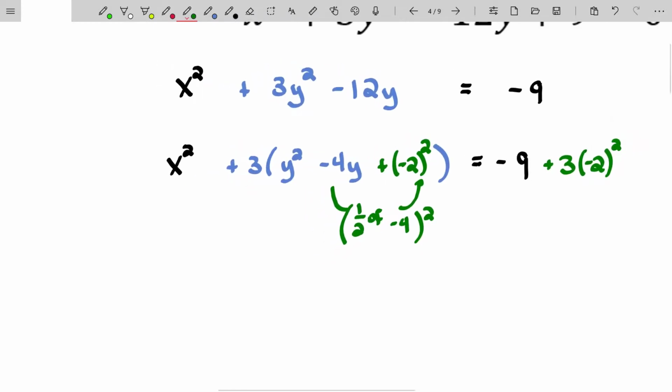Now let's go ahead and finish this out. This is x squared plus, let's see, we have 3 times the quantity. This trinomial will now factor to y minus 2 and quantity squared.